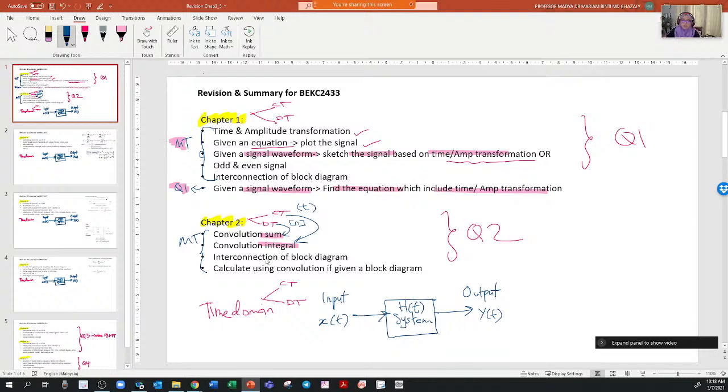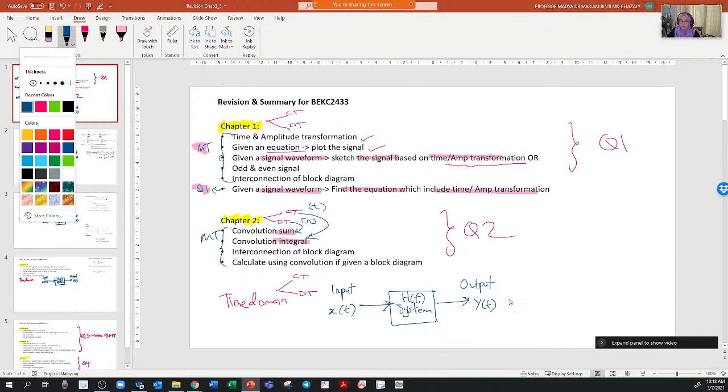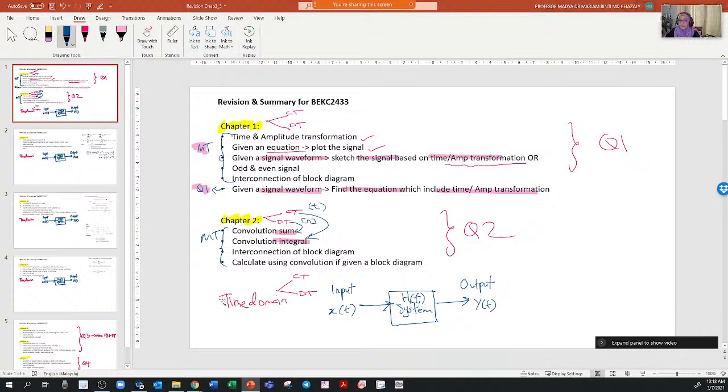Also in chapter 2, you learn that you also have the interconnection of block diagram. Like I think on Tuesday we did the revision of interconnection of block diagram. So you have multiple blocks. Let me just explain a bit on this h(t). You have one signal over here, and you have one block diagram over here, underneath here. Imagine this is only H1.